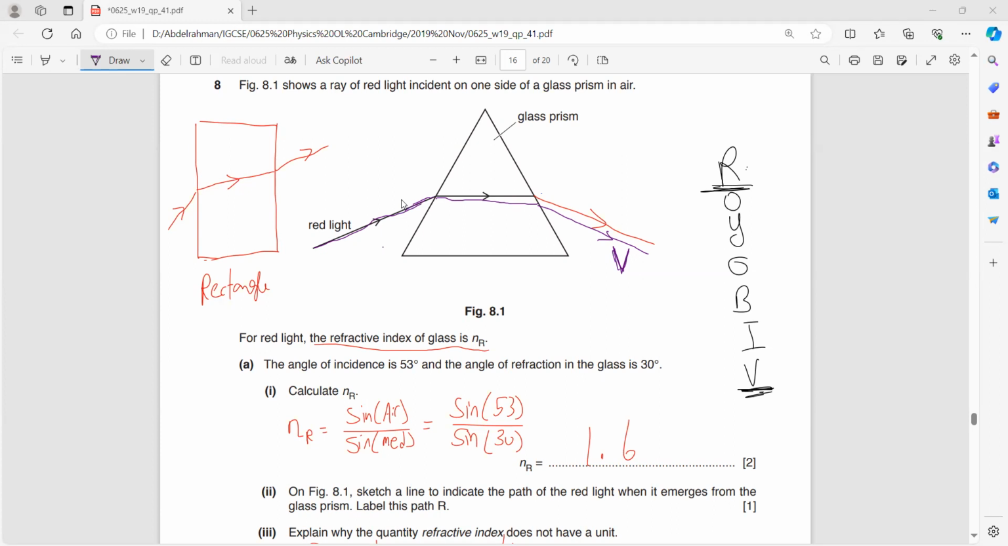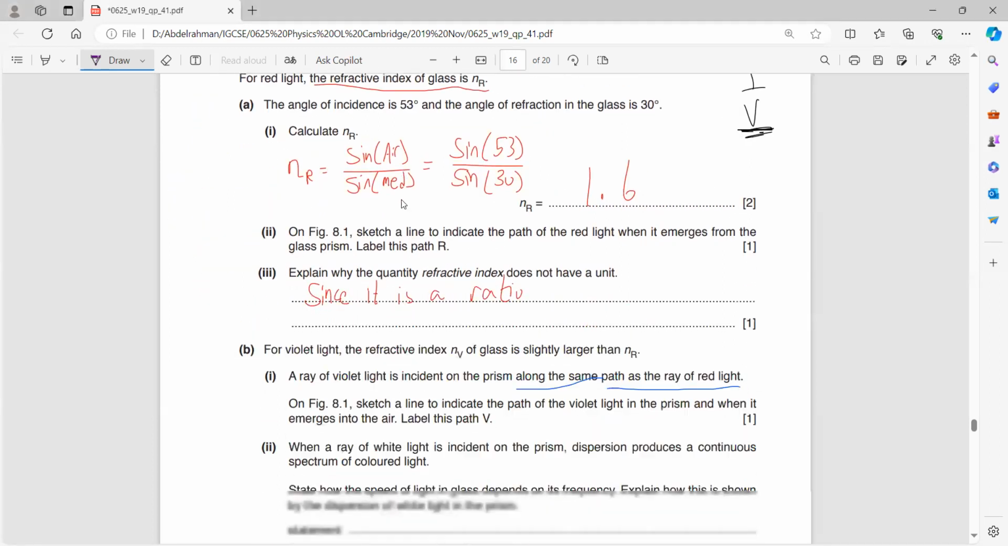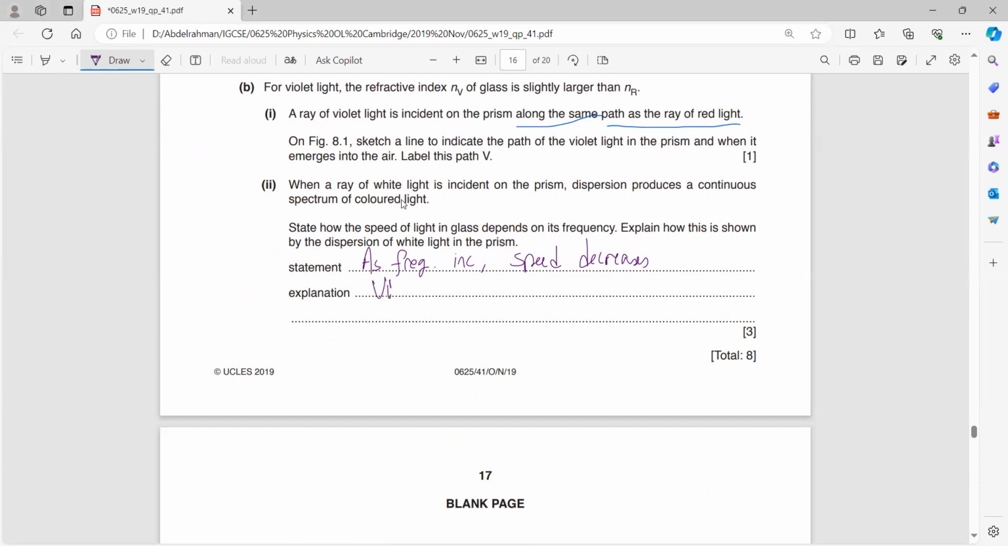Okay, نقول له مثلا ان الviolet light has a higher frequency. That's why, therefore, it was drawn below the red light. Okay, كله تمام يا شباب.